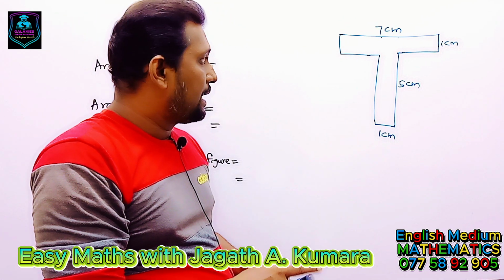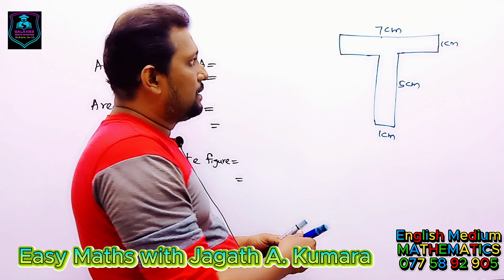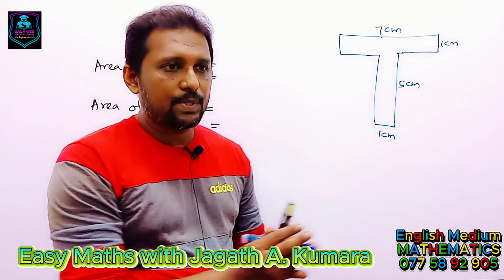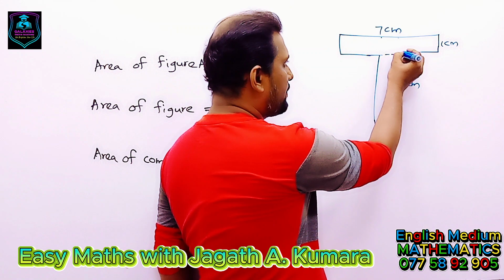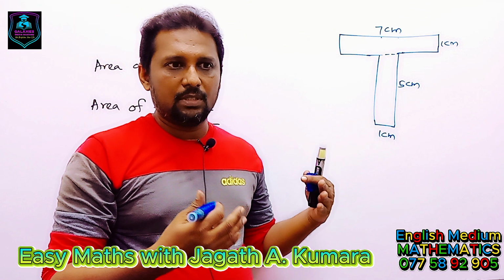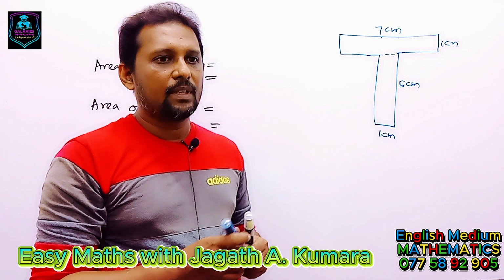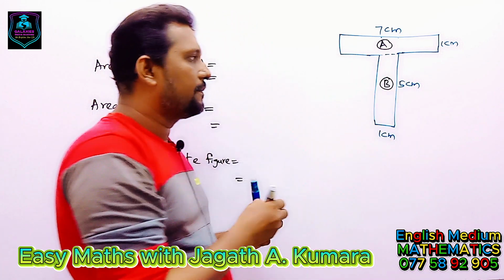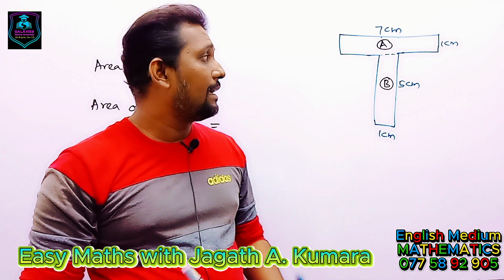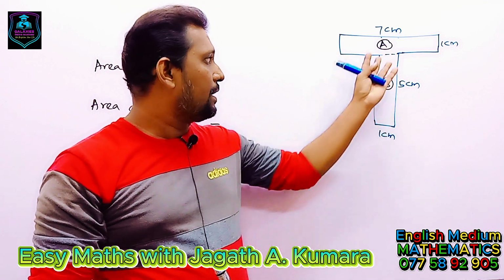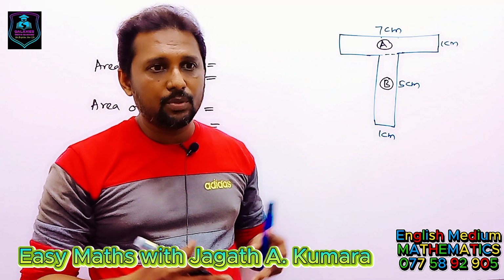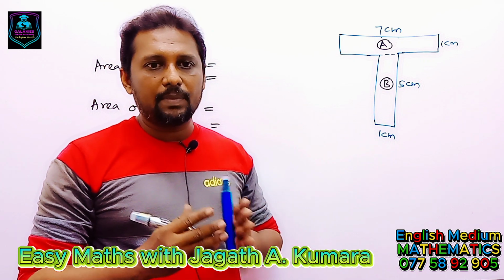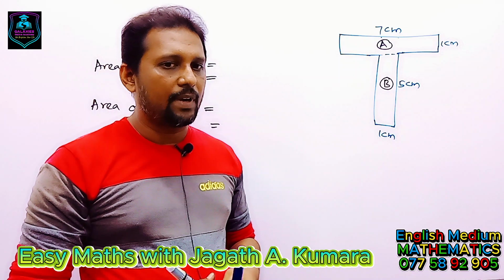Right, now look at how you can find the answer of this question. First you can separate this diagram into rectangular shapes or square shapes, right? So I will separate like this. Then I can separate into two figures, right? You can take this one as figure A and this one as figure B. Figure A is like a rectangular shape, figure B also like a rectangular shape. You know the method of finding the areas of rectangles and squares, length multiply breadth, right? By multiplying length and breadth you can find the area, right?